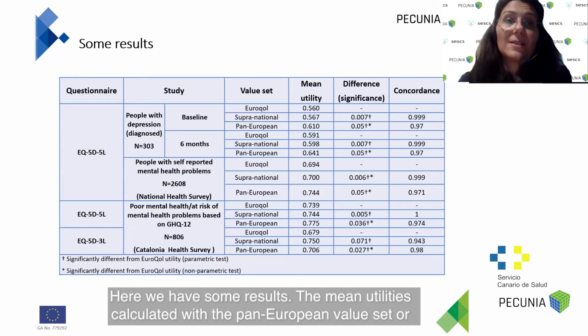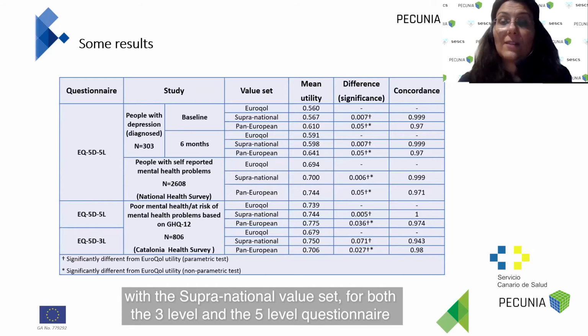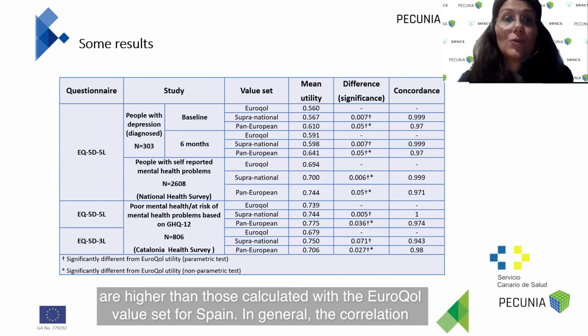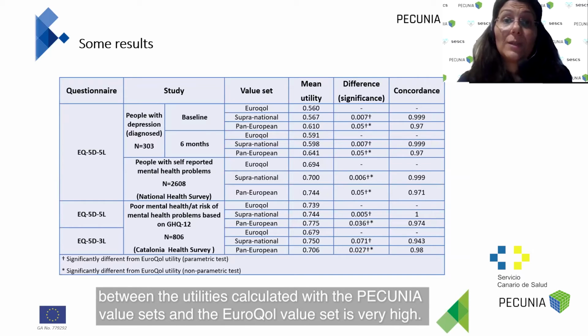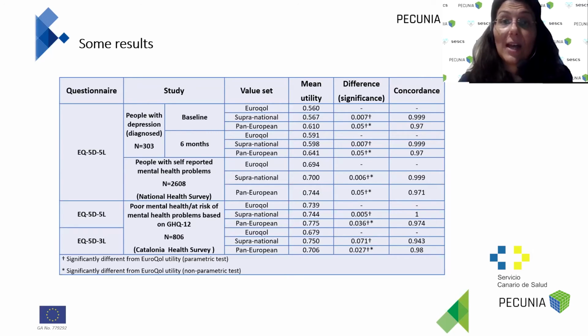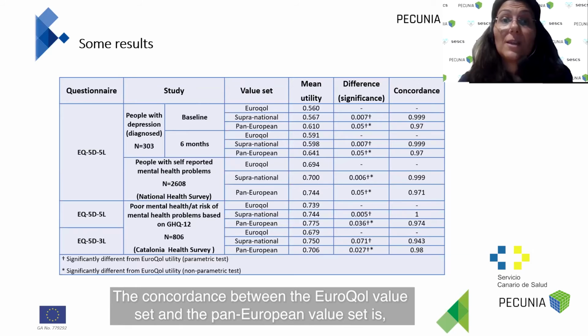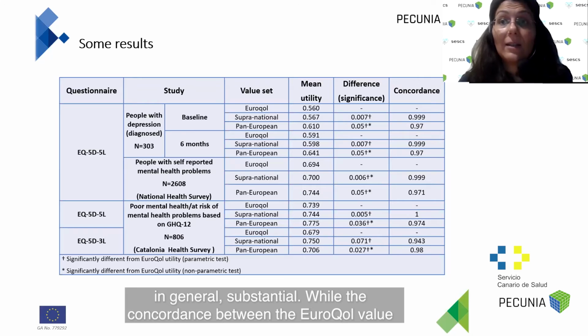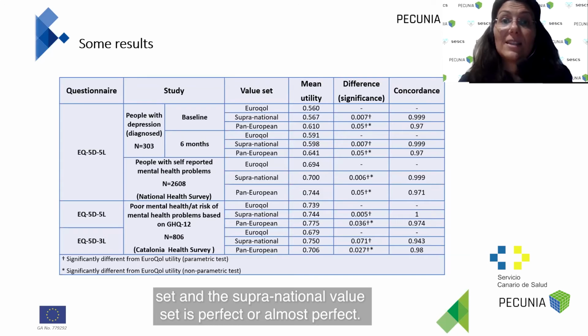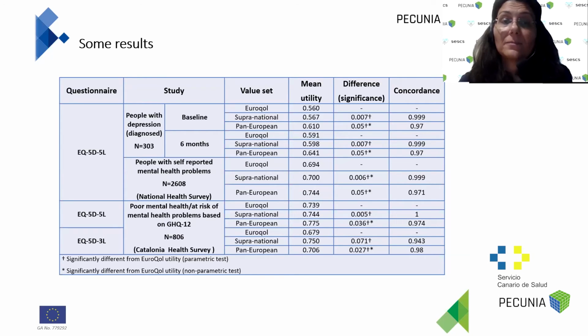Here we have some results. The mean utilities calculated with the pan-European value set or with the supranational value set for both the 3-level and the 5-level questionnaire are higher than those calculated with the Euroqol value set for Spain. In general, the correlation between the utilities calculated with the PECUNIA value sets and the Euroqol value sets is very high. The concordance between the Euroqol value set and the pan-European value set is, in general, substantial, while the concordance between the Euroqol value set and the supranational value set is perfect or almost perfect.